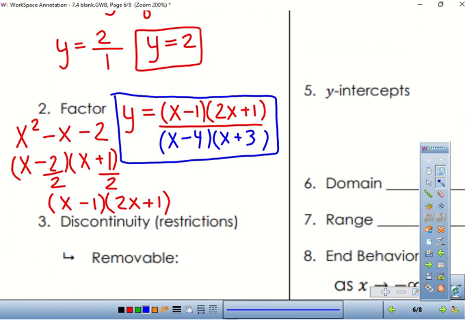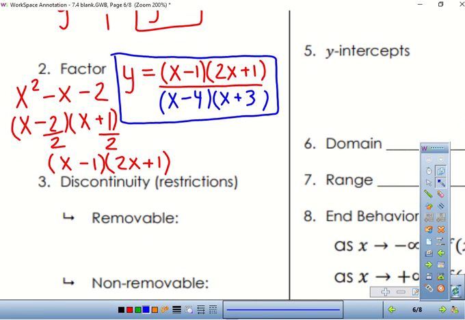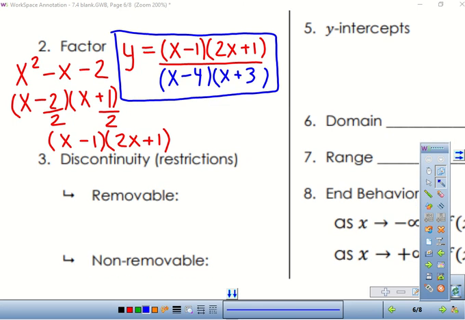Alright. Once it's factored, we can now do number 3, which is discontinuity, the two types of discontinuity. Removable discontinuity is where anything will cancel out. Now in this case, are any of these binomials eligible for cancellation? No, because none of them are the same, so we don't have any holes in the graph.